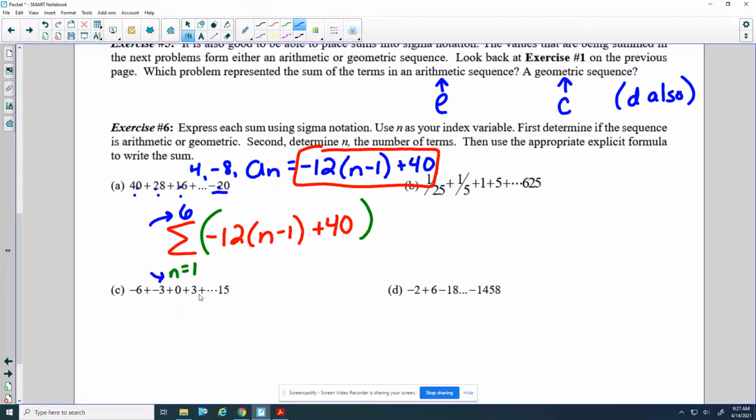So basic gist is write your formula, and then the number of terms goes on the top, and you start with a 1 on the bottom for the numbers we plug in. So looking at this next one, letter B, this looks like it is geometric.